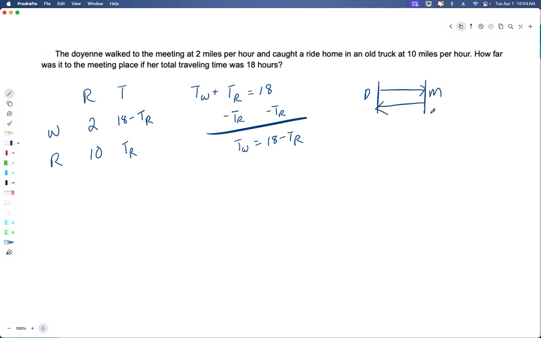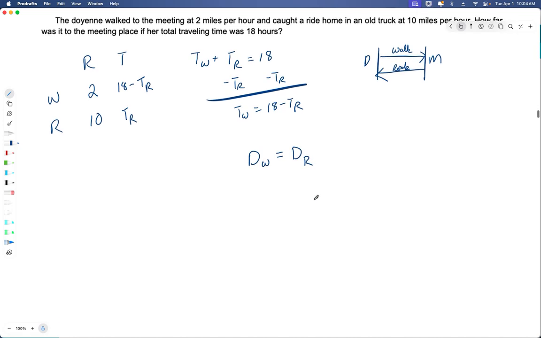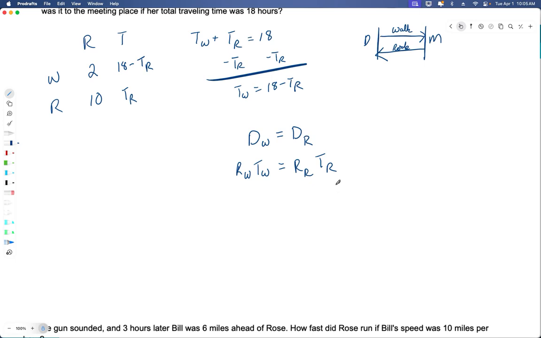So here's the meeting. Here's where she walked. Here's where she rode. But it was there and then back, so it means it's the same distance. So that means the distance walking is equal to the distance she rode. Now we can break that down into the rate walking times the time walking is equal to the rate riding times the time riding. So now we can just substitute in our values.